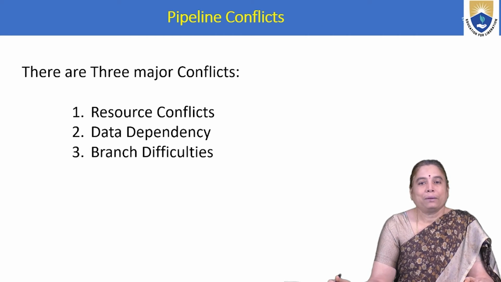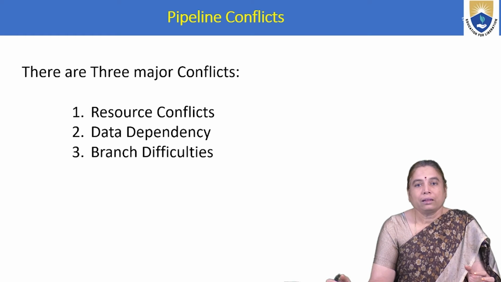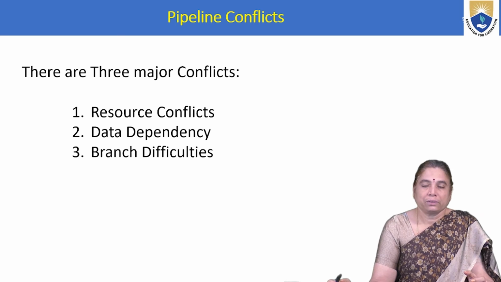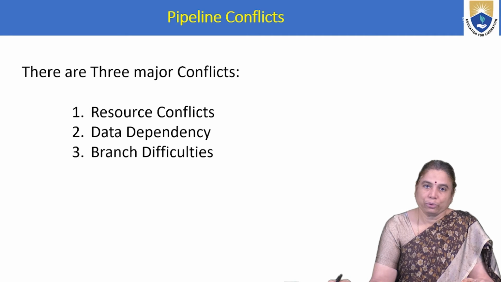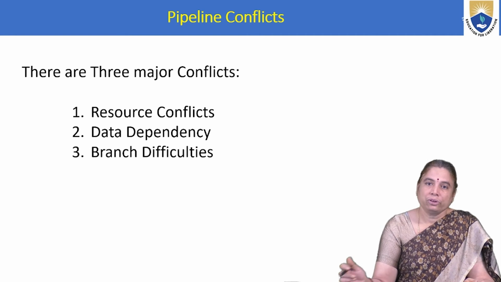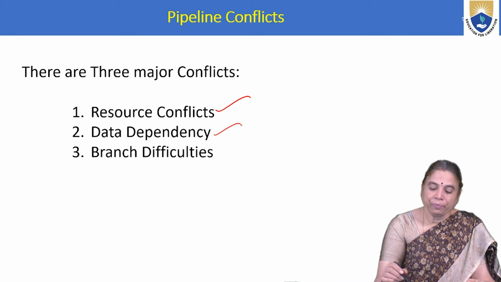So what are the pipelining conflicts? Parallelly, the different segment sub-operations can be executed. Then there exist conflicts. Those are categorized into three types. One is resource conflict. The second one is data dependency. The third one is branch difficulties.